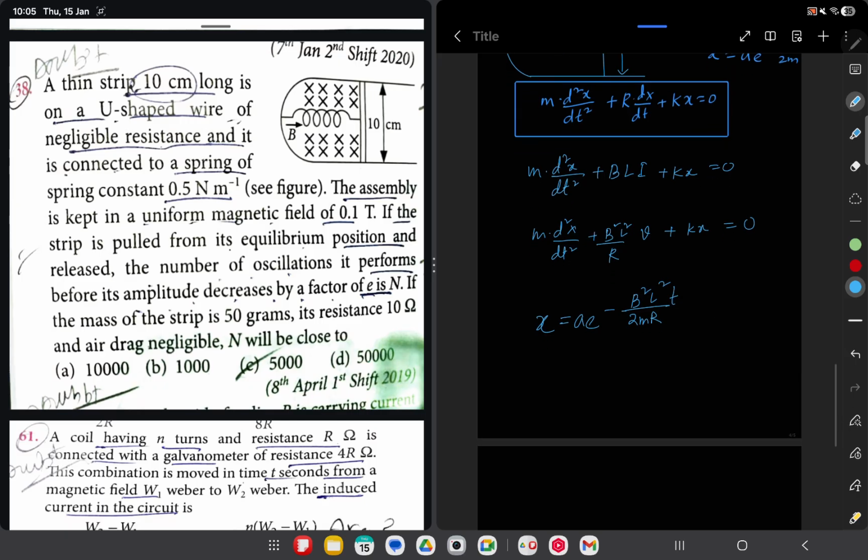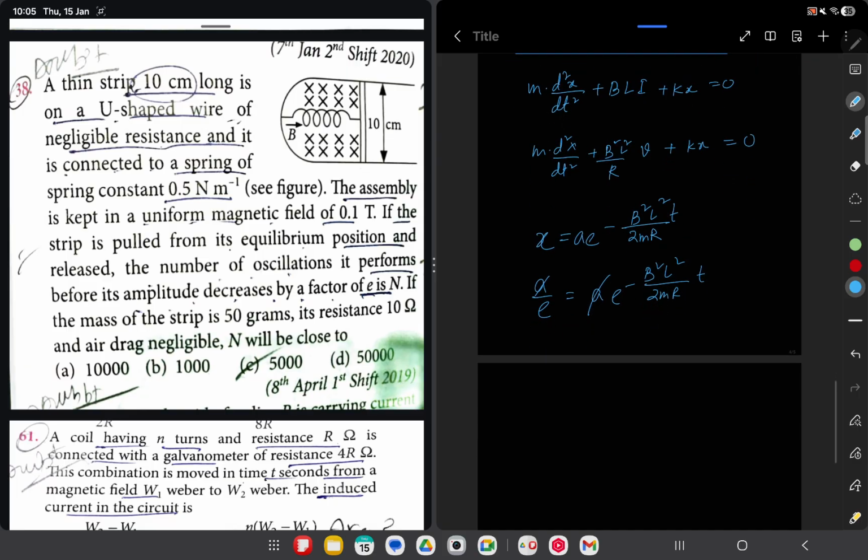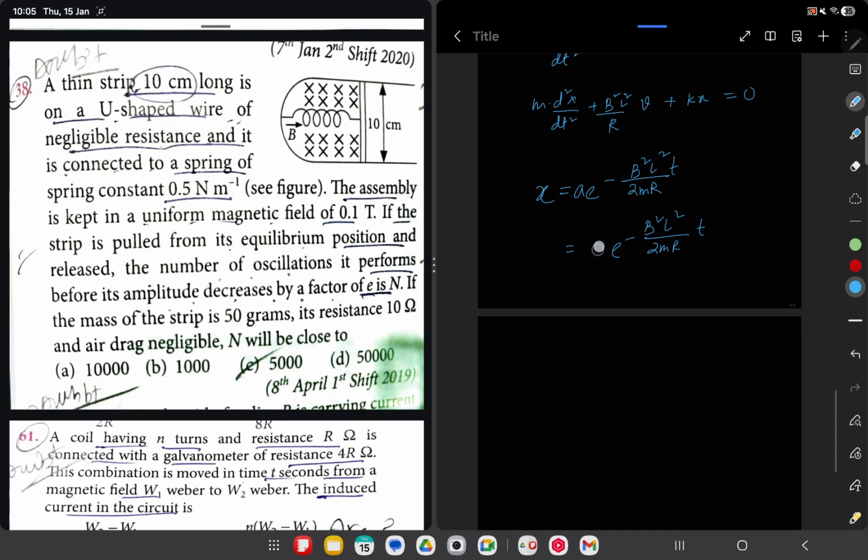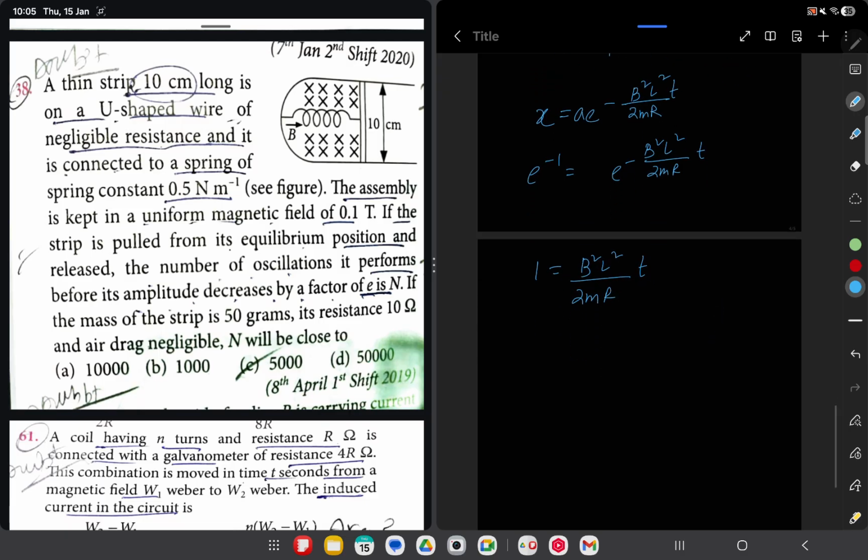As it has been said that the amplitude decreases by a factor of e, that can be written as a by e equals a e to the power minus b square l square by 2mr into t. A gets cancelled out, e to the power minus 1 you can write as e to the power minus 1, and these two minus signs cancel out. So 1 equals b square l square by 2mr into t, and just put t equal to 2mr by b square l square, and you will be getting the answer 5,000. T will be your 10,000 seconds.